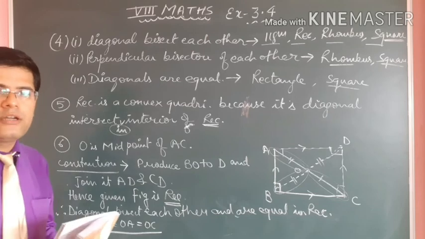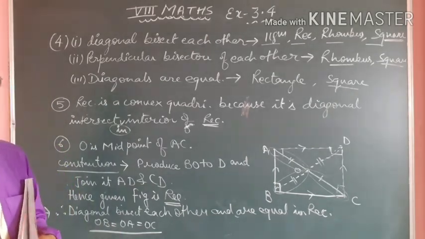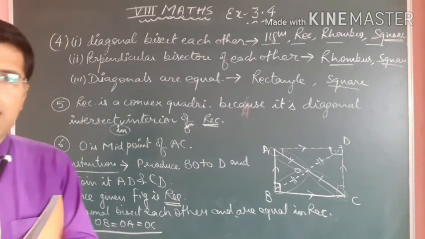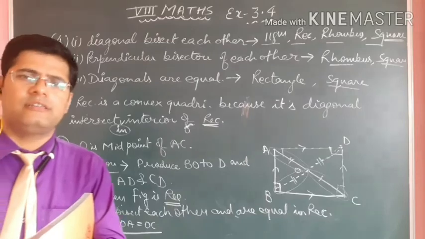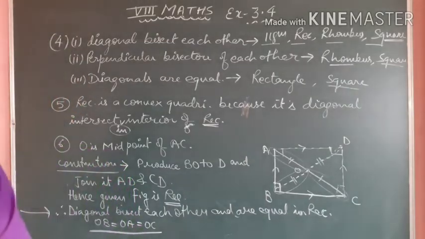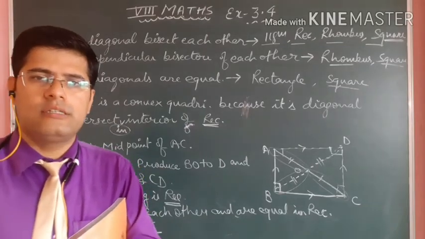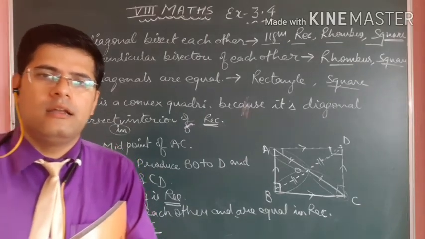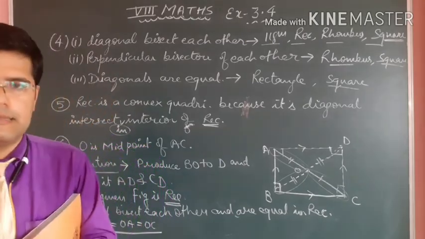So here I have done all the parts, all the sums of chapter 3. It has quadrilaterals and I have explained all the properties of quadrilaterals, and each and every sum I have done for you. So do those sums in your geometry notebook, the whole chapter 3. And chapter 3 is included in the half yearly exam.